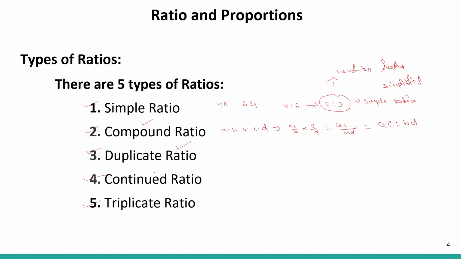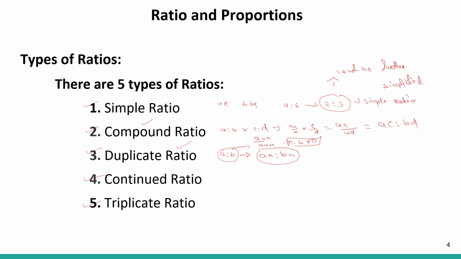Then we learned what duplicate ratio was. Duplicate ratio is where a ratio A is to B changes to AM to BM, because A is to B can be written as A by B, and we multiply both A and B by the same non-zero factor M. B and M can't be 0, otherwise it will become undefined. So AM is to BM is a duplicate of A is to B.